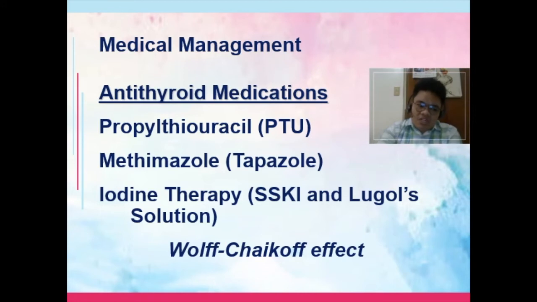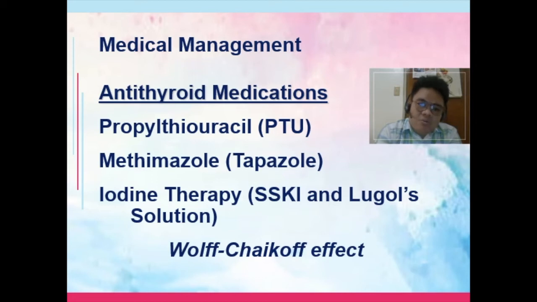Diba class, we mentioned that iodine is needed for the thyroid to produce your T3 and T4. So why would I be giving iodine? Okay, so class, you have your SSKI and your Lugol's solution. So class, your SSKI is your potassium iodide. Okay, it's a potassium iodide. And the effect of your iodine, the strong solutions of your iodine. So you have your SSKI and Lugol solution. Its effect is referred to as your Wolff-Chaikoff effect.